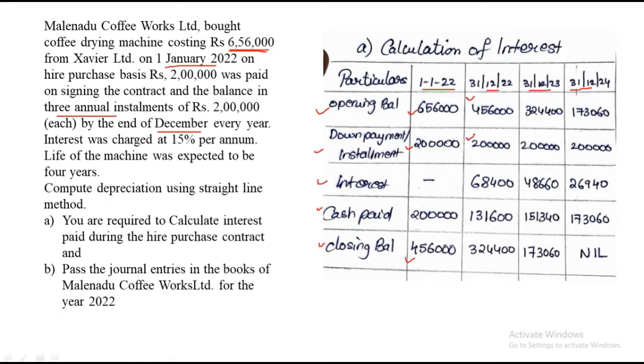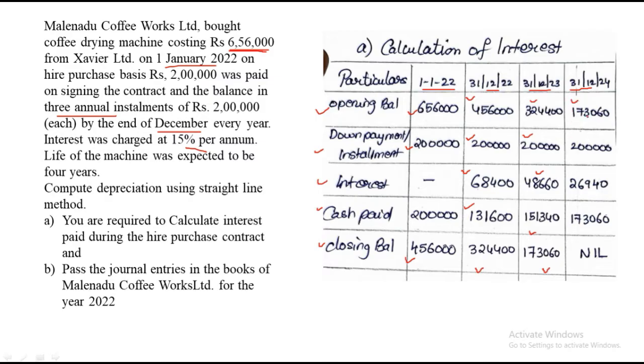The first installment was made of 2 lakhs. Interest charge: 4,56,000 into 15% comes to 68,400 as the interest for the first year. From the installment, when you minus 68,400, you will get the balance of 131,600. And from opening, when you minus your cash paid, you will get your closing balance. Again, closing of last year will become next year opening. Second installment was again 2 lakhs. On 3,24,400, take 15%, you get the interest. Installment minus interest is your cash paid. And opening minus cash paid is your closing. Again, next year closing will become the next year opening.